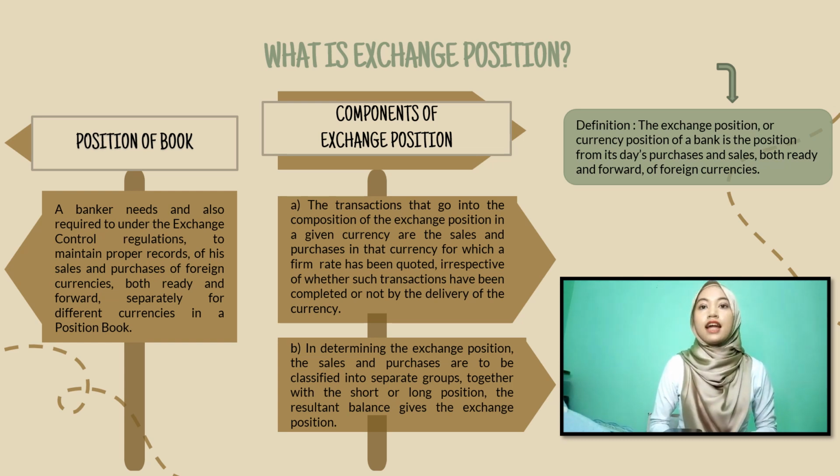There are 2 components of exchange position. The first one is that the transactions that go into the composition of the exchange position in a given currency are the sales and purchases in that currency for which a firm, especially a bank, rate has been quoted, irrespective of whether such transactions have been completed or not by the delivery of the currency. Second, in determining the exchange position, the sales and purchases are to be classified into separate groups. Together with the short or long position, the resultant balance gives the exchange position.